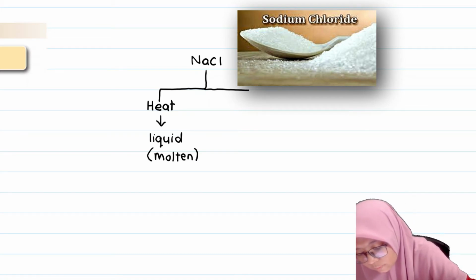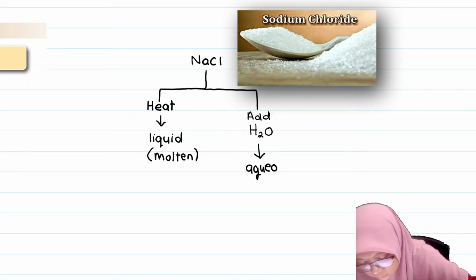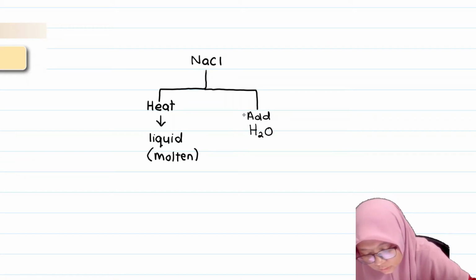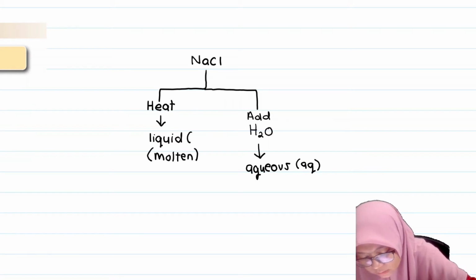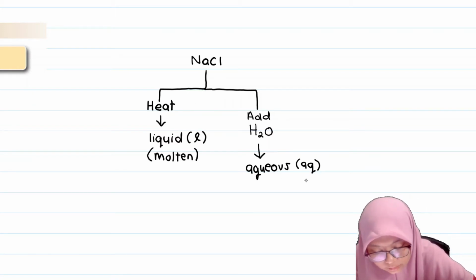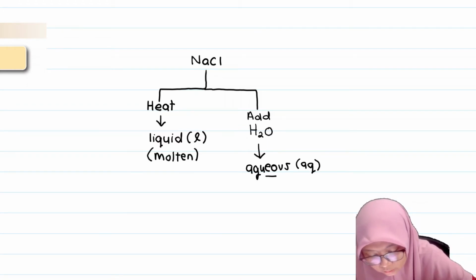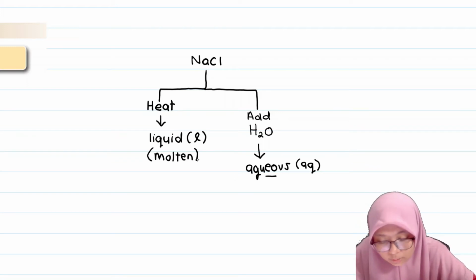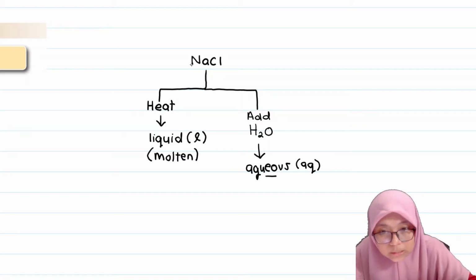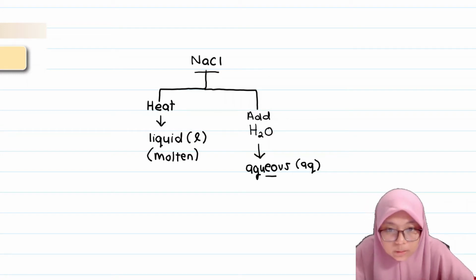But if we have the same compound and we add water into the sodium chloride, it will turn into an aqueous solution. If the substance is labeled as aq, aq means aqueous, l means liquid. So if sodium chloride is labeled as aq, it means it has water in it, so this becomes an aqueous solution. The difference between liquid and aqueous is that liquid does not have water, while aqueous has water in the substance, although it is the same compound. Sodium chloride ni adalah benda yang sama.